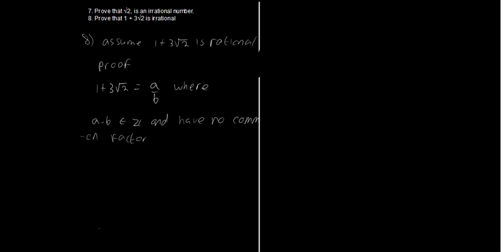So we're going to prove this now as a direct proof. So we're going to say 3 root 2 is equal to a over b minus 1, right? If we simplify this, we have 3 root 2 is equal to a minus b over b, right? If we divide both sides by 3, we have square root of 2 is equal to a minus b over 3b.